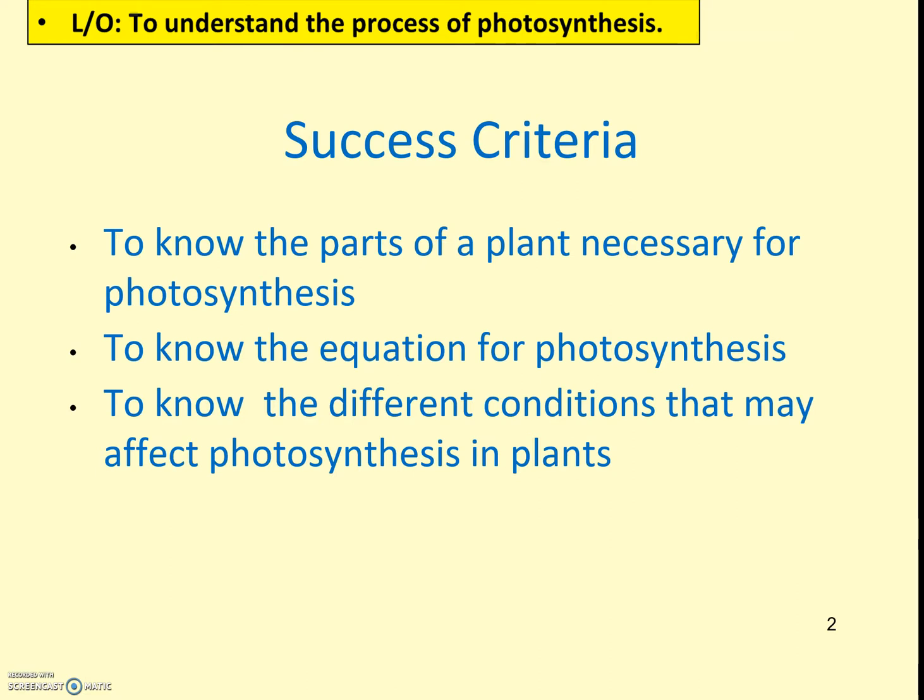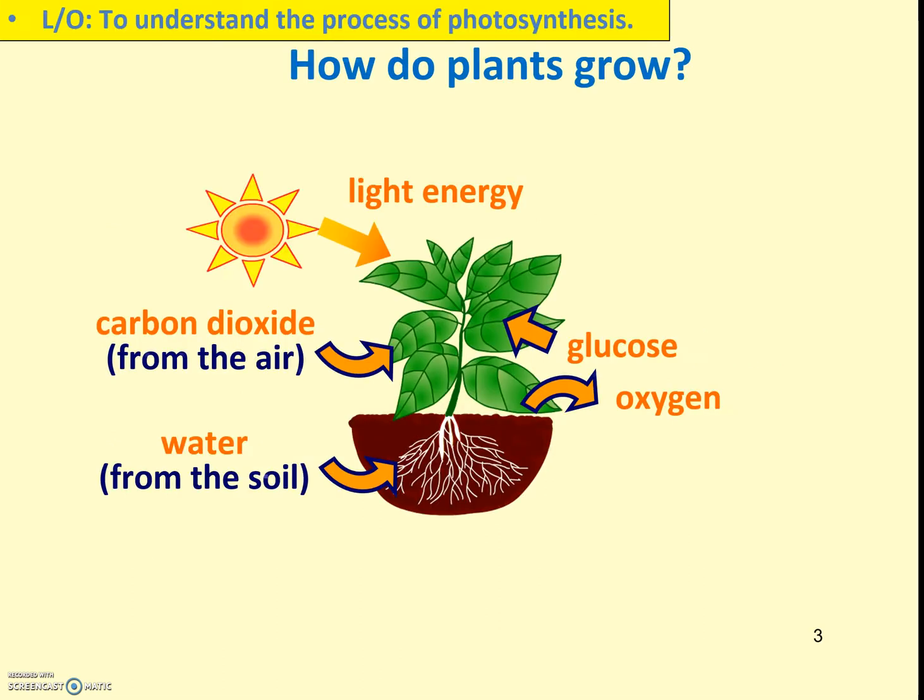Our success criteria in today's lesson is to know the parts of a plant necessary for photosynthesis, to know the equation for photosynthesis, and to know the different conditions that may affect photosynthesis in plants. So, how do plants grow?